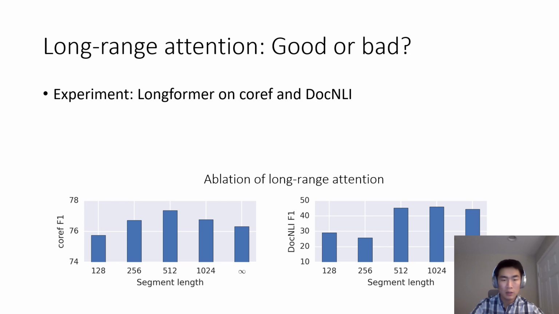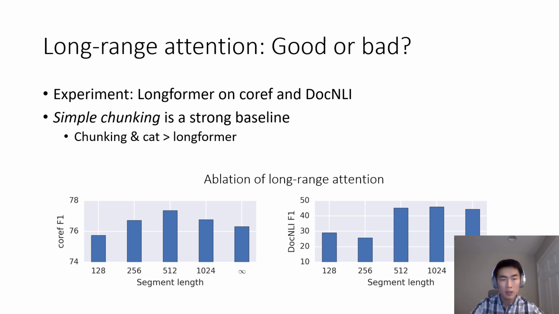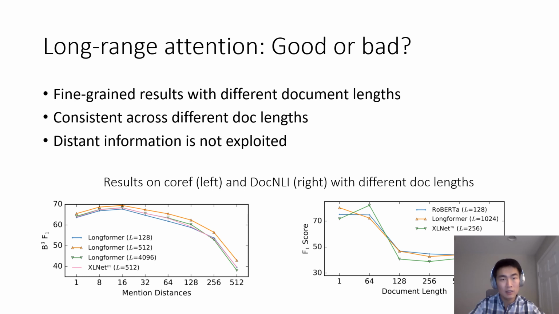We chunk the text into fixed lengths of segments and process them independently to restrict the long-range attention, whereas the infinite symbol indicates that we do not restrict attention at all. Surprisingly, we find that simple chunking is still a very strong baseline for the long-range transformers. And sometimes the Longformer with a short range attention can outperform the unrestricted baseline. It is likely that the long-range transformers are good at long documents but suffering from short ones.